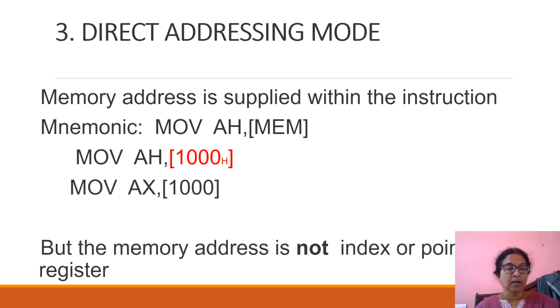Since this is a direct addressing mode, a bracket is given to represent memory, which indicates that the memory address 1000 has some data. That data is moved to the AH register. And if the 16-bit AX register is given, the content of 1000 and 1000 plus 1 is moved to the AX register.